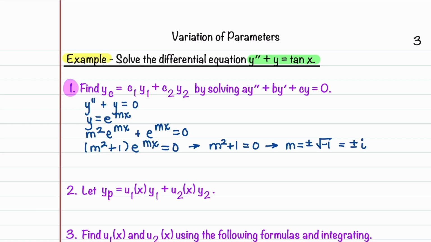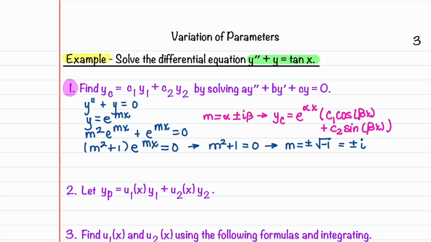Before we go further, let me write down the formula that we're going to need for finding the solution. If we have a root m equal to alpha plus or minus i beta, then our solution y sub c is e to the alpha x times c1 cosine beta x plus c2 sine beta x. We got that m is plus or minus i, so that means alpha is equal to 0 and beta is equal to 1. I'm looking right up here.